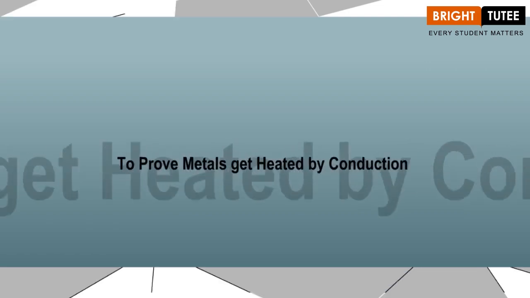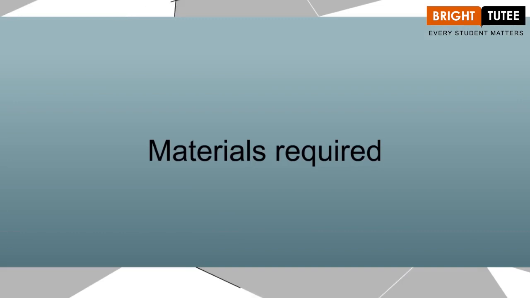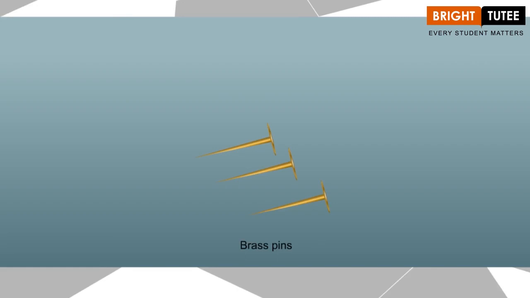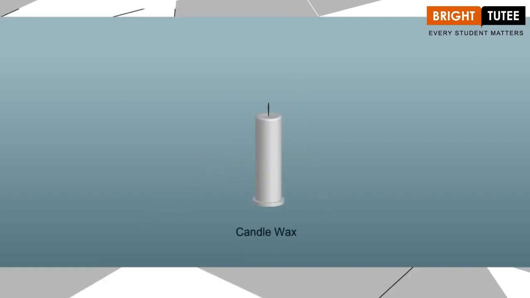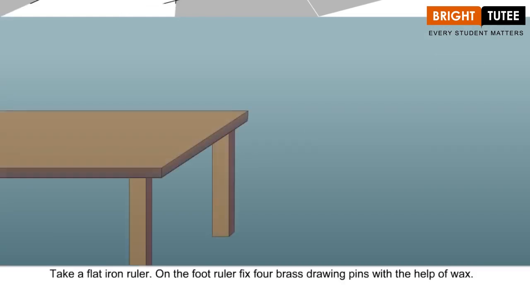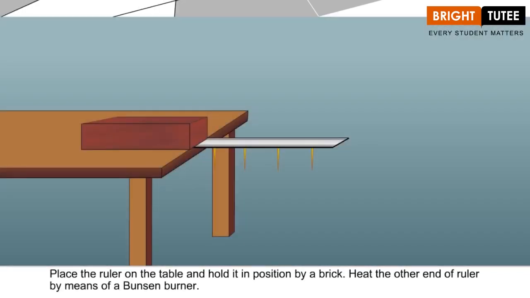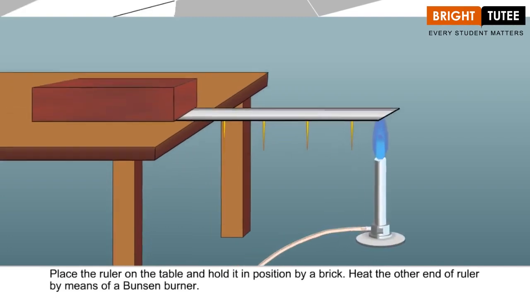To prove metals get heated by conduction. Materials required: iron ruler, brick, brass pins, Bunsen burner, candle wax. Method: take a flat iron ruler. On the ruler, fix 4 brass drawing pins with the help of wax. Place the ruler on the table and hold it in position with a brick. Heat the other end of the ruler by means of a Bunsen burner.